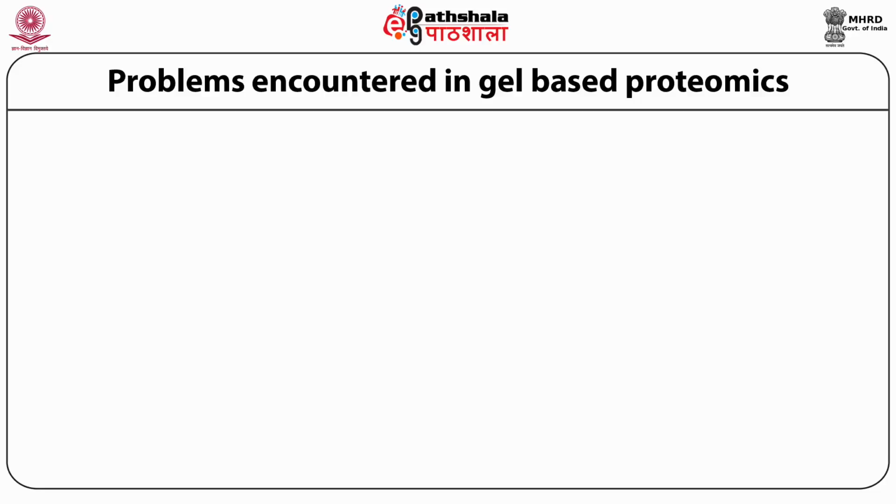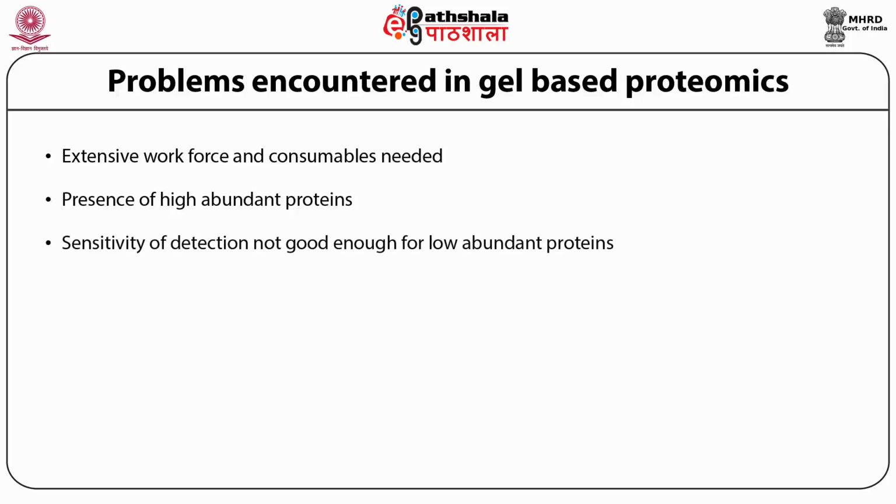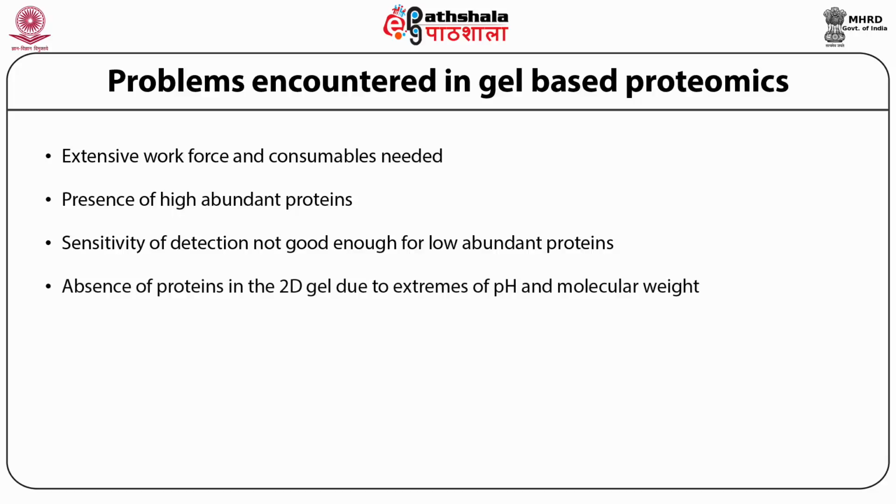Even though we see colorful pictures and data from the DIGE technique, there are certain problems that are encountered with gel-based proteomics. They are: extensive workforce and consumables are needed; the presence of highly abundant proteins camouflages the expression and visibility of low abundant proteins; the sensitivity of detection is sometimes not good for these low abundant proteins such as the cytokines.